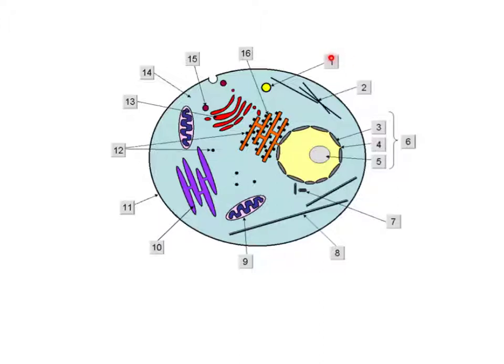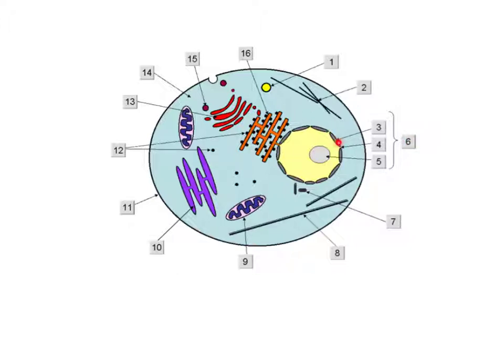Starting with number 1, this represents a lysosome, the cell terminator that ingests other cell parts that have died or need to be discarded, also involved in phagocytosis. Number 2 represents part of the cell cytoskeleton, not hugely crucial for this part of the specification. 3, 4 and 5 join together to make 6, which of course is the nucleus.